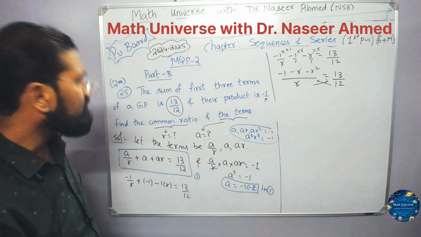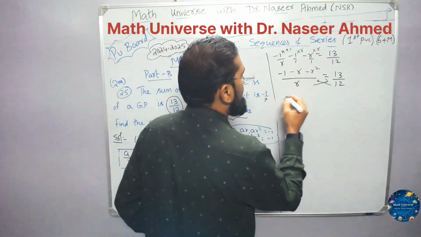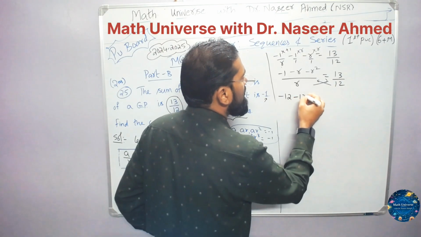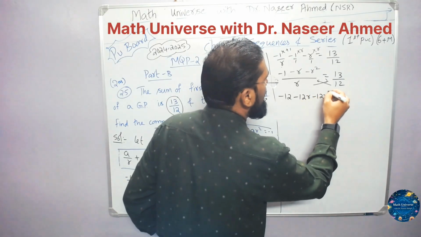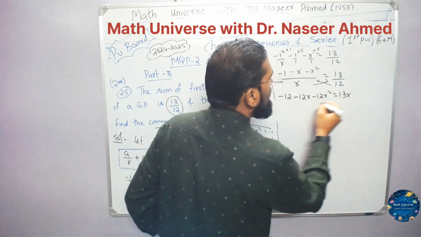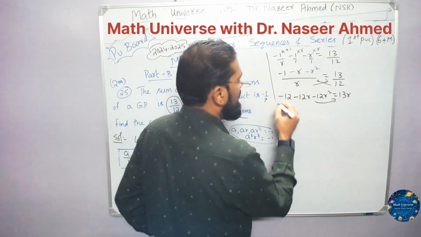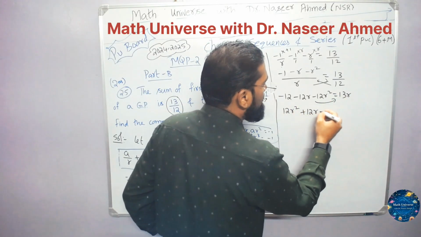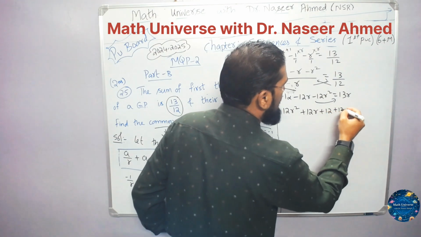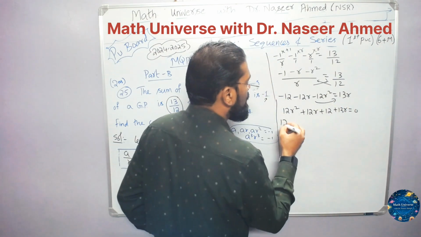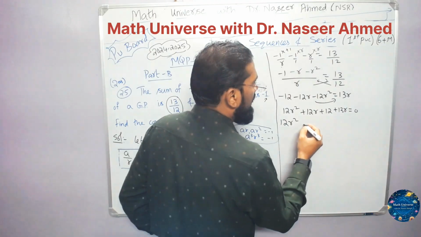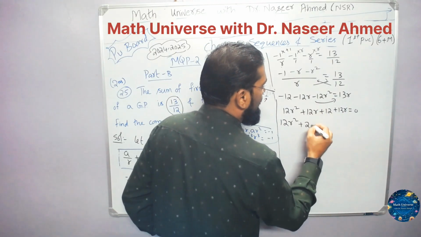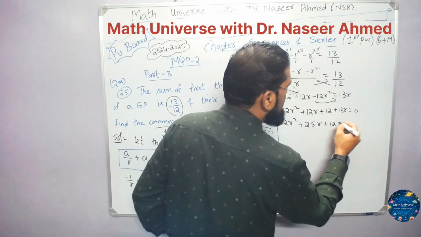Okay, now when I cross multiply, -12 is multiplied here, so I'll get -12, then -12r, then -12r square is equal to 13r. Transpose all terms to this side. We are going to have 12r square plus 12r plus 12 plus 13r is equal to 0. So 12r square, then 12r plus 13r will be 25r, plus 12 is equal to 0.